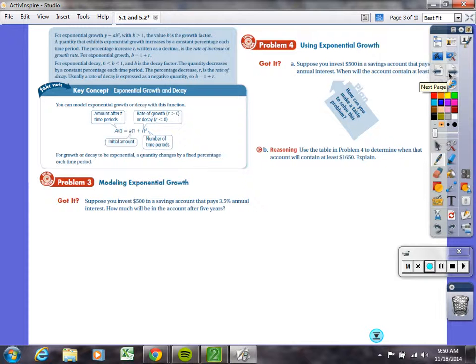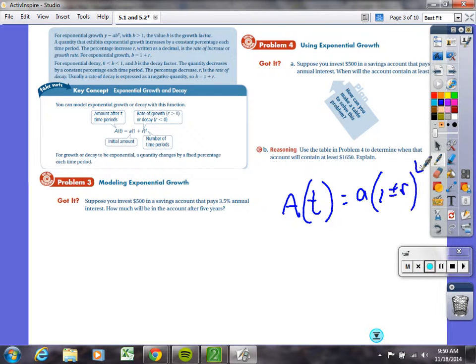Okay. So let's see what all this stuff says. Oh, that's the thing that I just showed. So, you can model exponential growth or decay because of this formula. It says A of t, the amount at a certain time, equals your original starting amount, A, times 1 plus or minus r, raised to the t. Now why is it a plus or minus? We could use it for growth or decay.